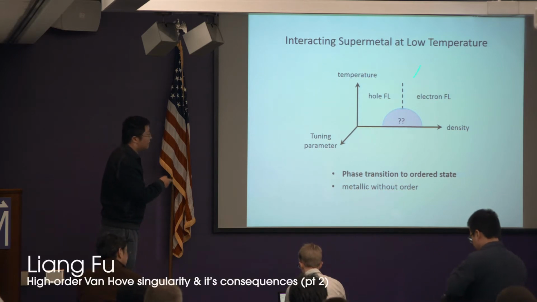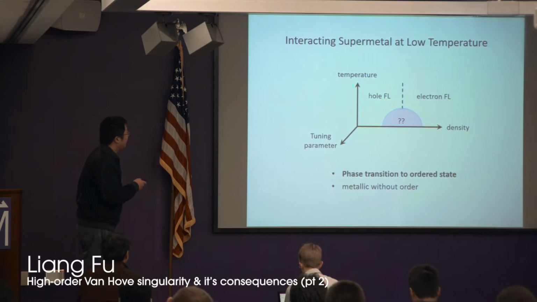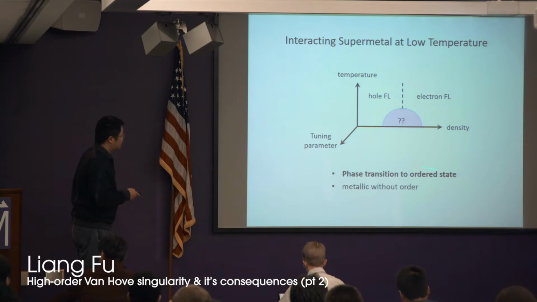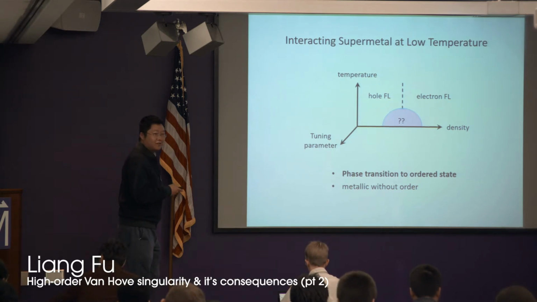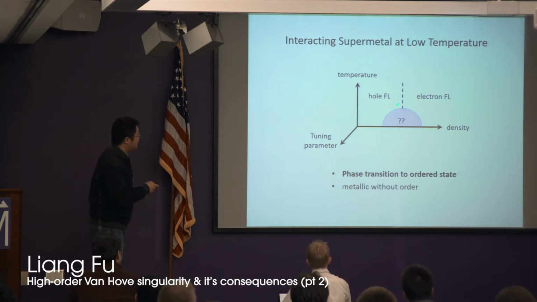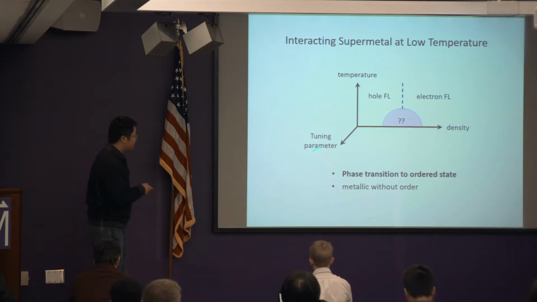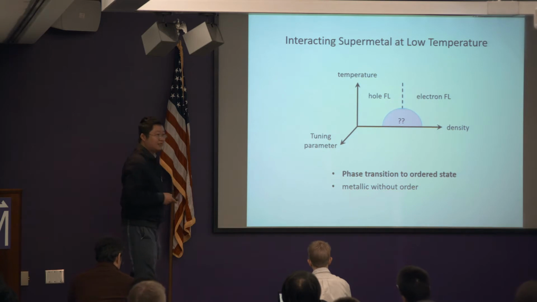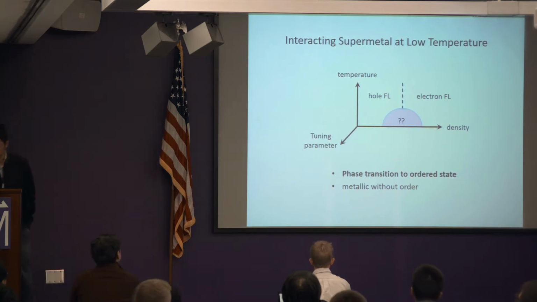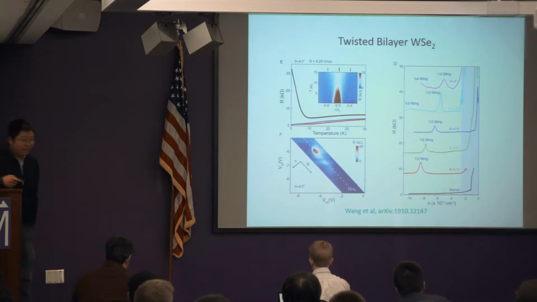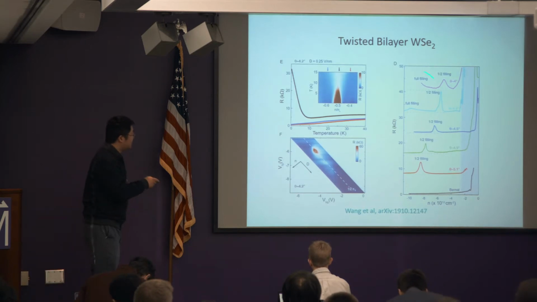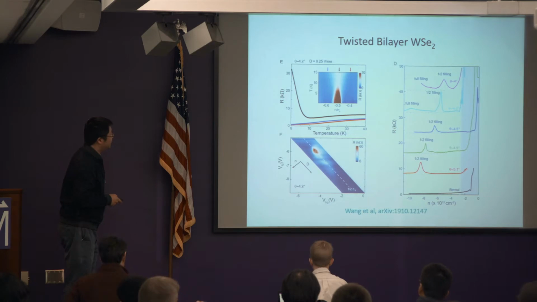is the effective interactions mostly on these supermetals at low temperature. So there are two scenarios one can think of, perhaps. One is that the metallic state becomes unstable. There's a phase transition into some kind of ordered state. That's the first scenario we're going to explore. And again, this is in the context of these twisted double layer, bilayer tungsten diselenide.